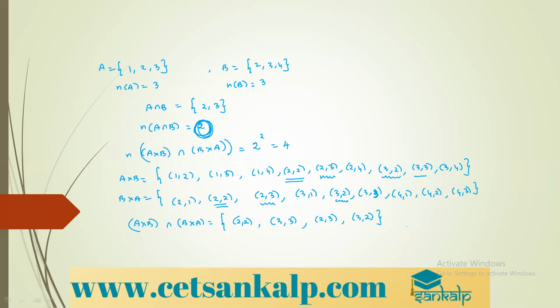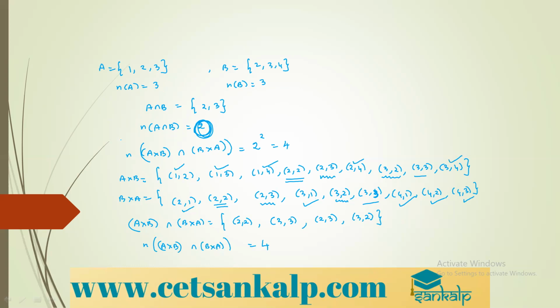So in total, how many elements do you have? The number of elements in A cross B intersection B cross A is 4. Only these are common. Nothing else is common. See, (1,2) is not common, (1,3) is not common, (1,4) is not common, (2,4) is not common, then (3,4) is not common. (2,1) is not common, (3,1) is not common. (3,3) we have taken as common. (4,1), (4,2) and (4,3) are not common.